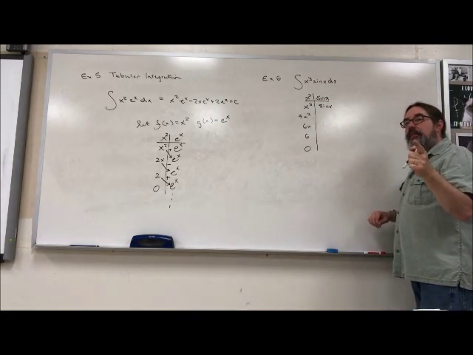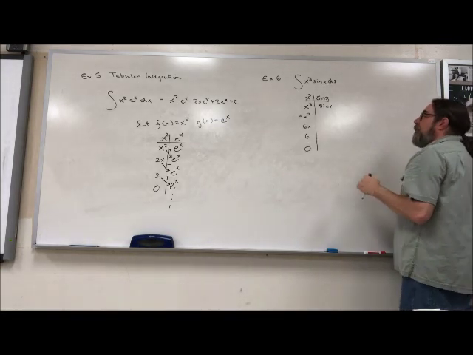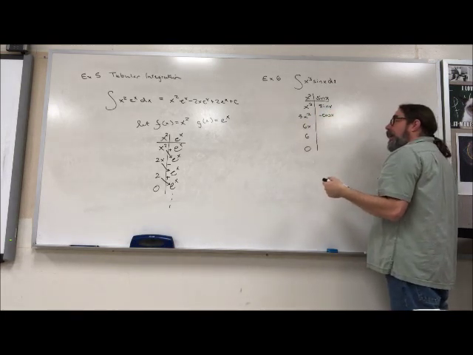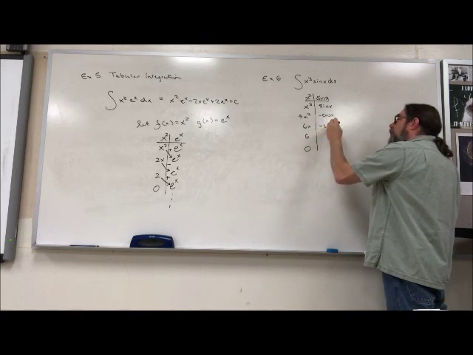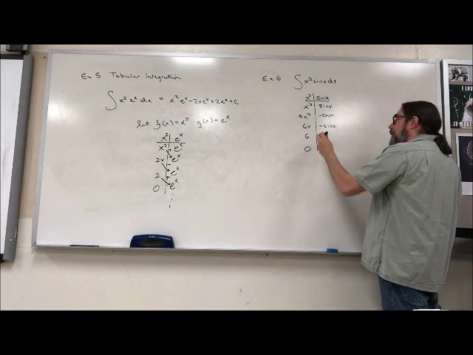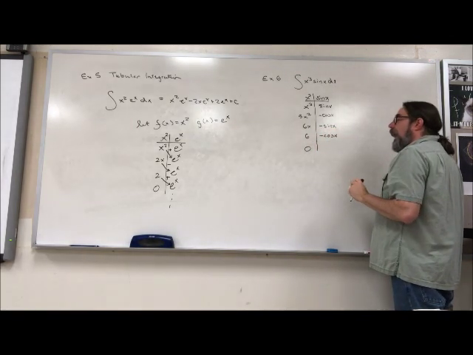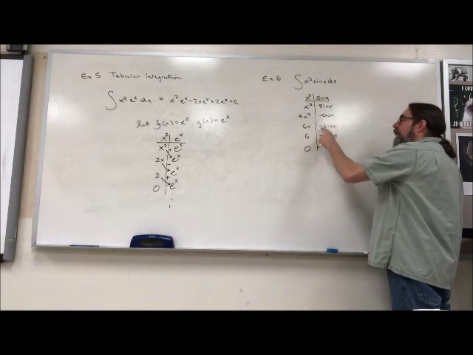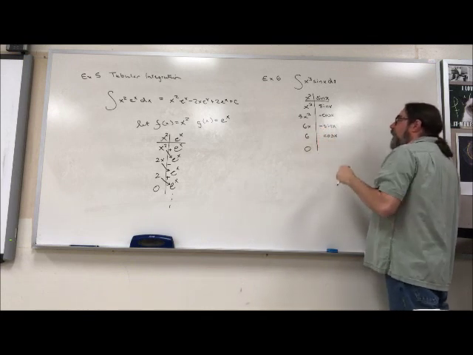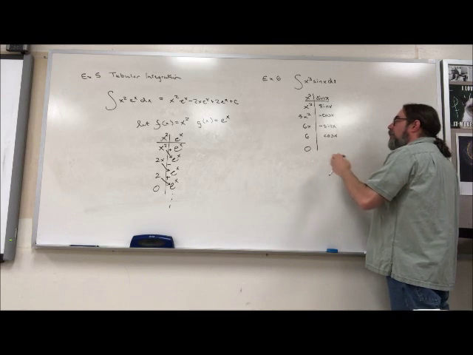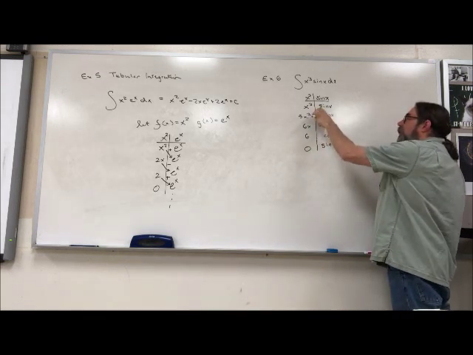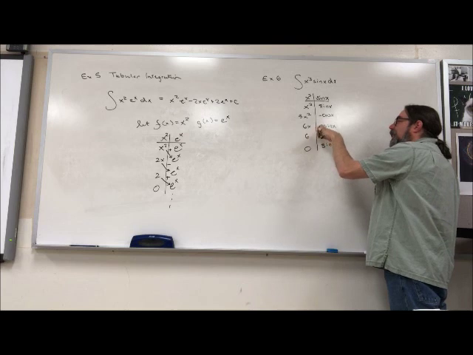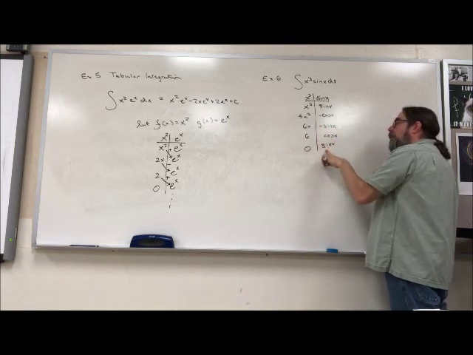Don't make the mistake of doing the derivative. It's antiderivatives on this side. The antiderivative of sine x is negative cosine x. The antiderivative of negative cosine x is negative sine x. The antiderivative of negative sine x is cosine x, and the antiderivative of cosine x would be sine x. Let's make sure that's right. Sine x, antiderivative is negative cosine x. Antiderivative is negative sine x. Antiderivative is cosine x. Antiderivative is sine x.